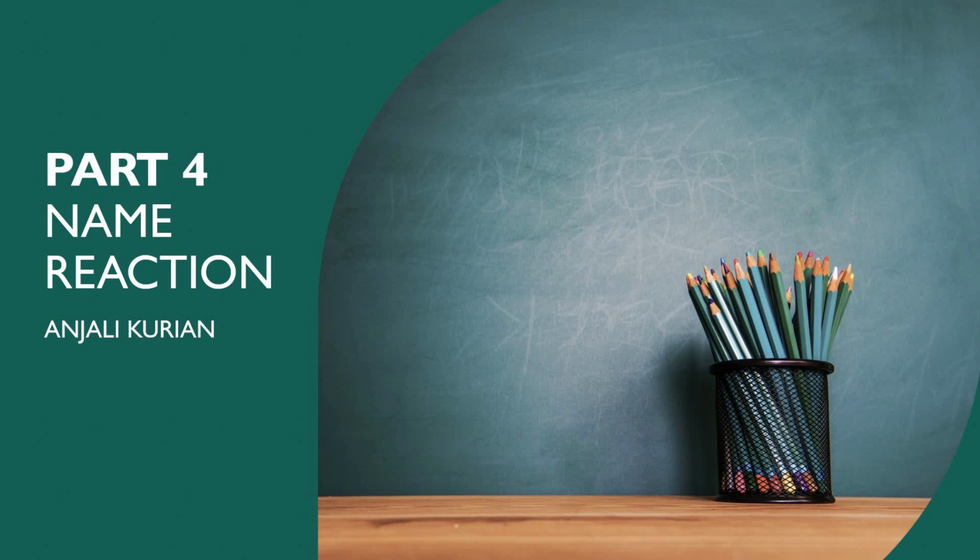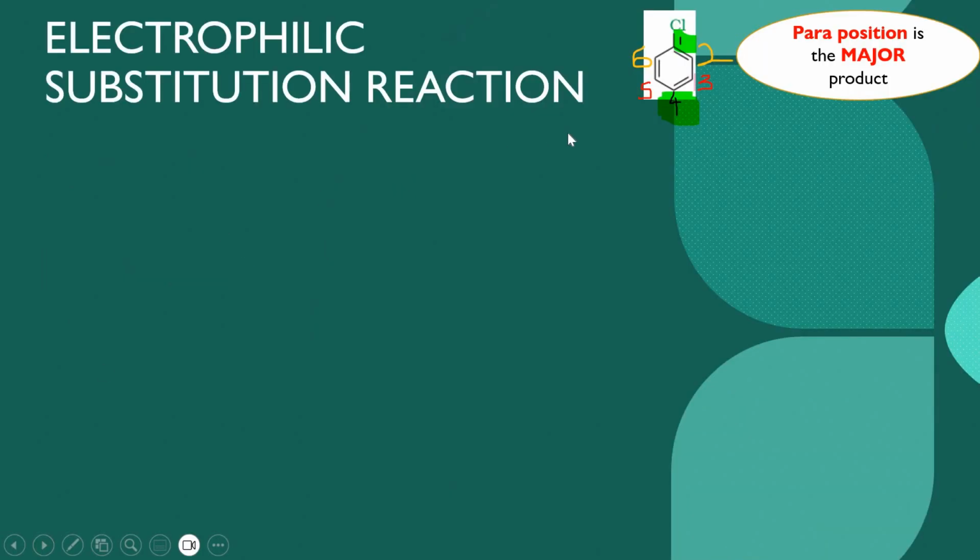Hello students, today we are going to see another name reaction, that is electrophilic substitution reaction. Now what is electrophilic substitution reaction? What is an electrophile? First of all, electrophiles are those that are in need of an electron. So they will be in search of an electron, so they will substitute at that place where the electrons are rich.